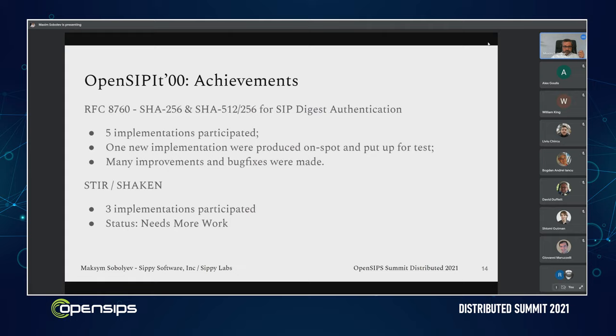So to get started, we picked two particular topics. One is one RFC, the other one is a set of RFCs. We decided to look at RFC 8760, which adds much needed improvement in the digest algorithms for the SIP digest authentication. It was also pretty new at the time. I believe it was approved last year in about April or May.